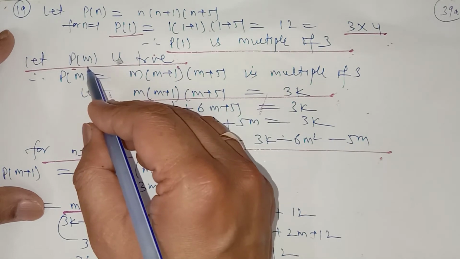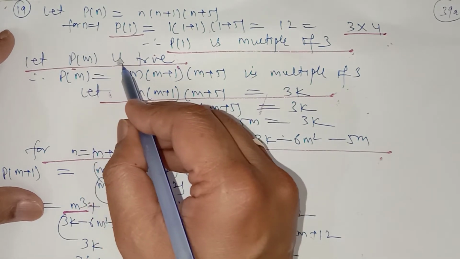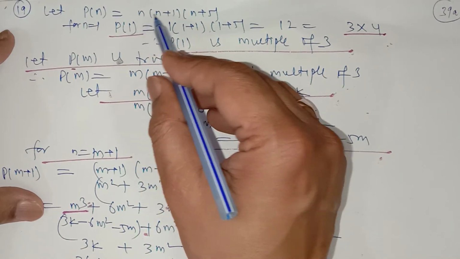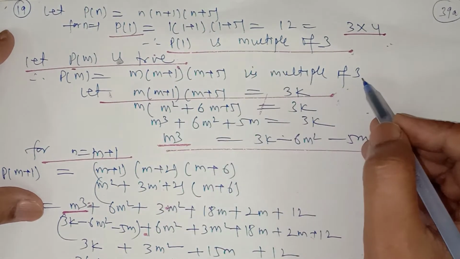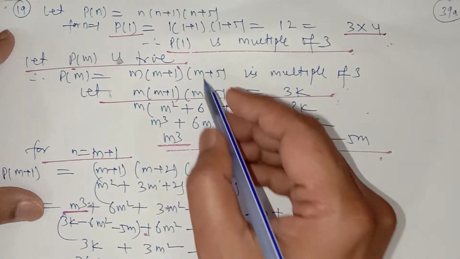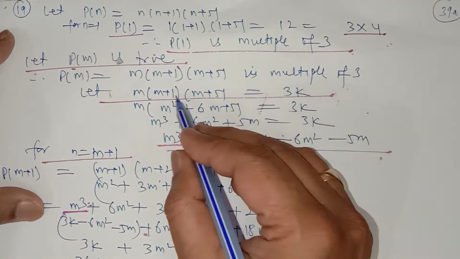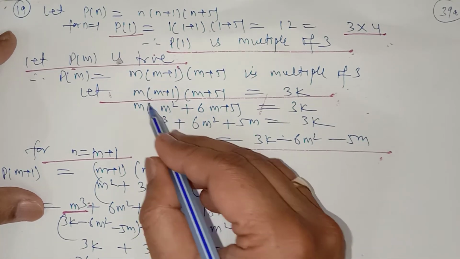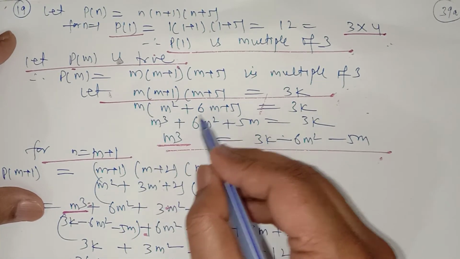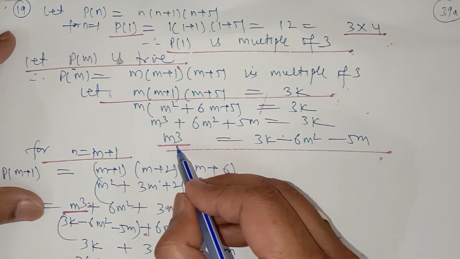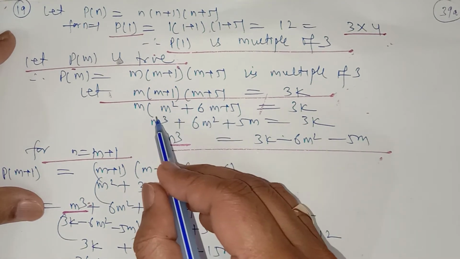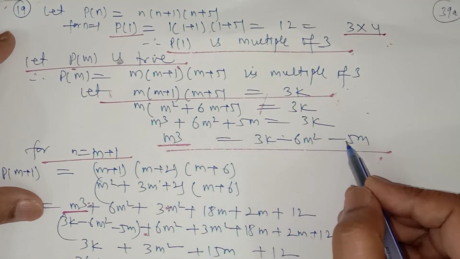Now let the statement be true for n is equal to m, that is, Pm is a multiple of 3. So replace n by m: m into m plus 1 into m plus 5 is a multiple of 3. So let it equal 3k. So open the bracket on the left hand side and obtain the value of m cube: m cube is equal to 3k minus 6m square minus 5m. Simply open the bracket on the left hand side and get the value of m cube.